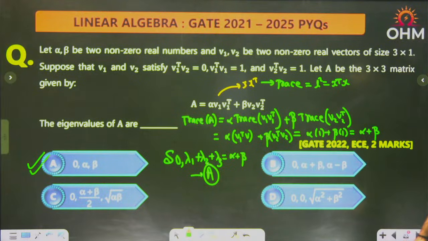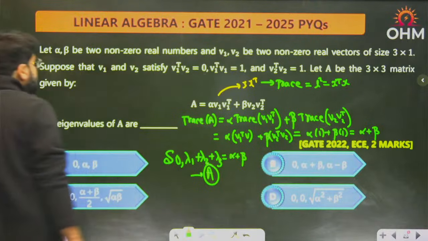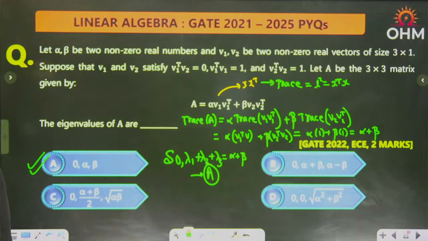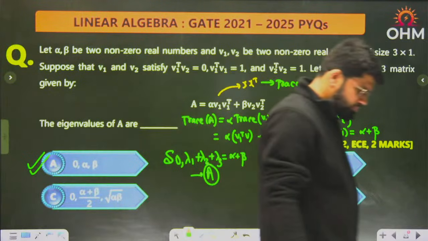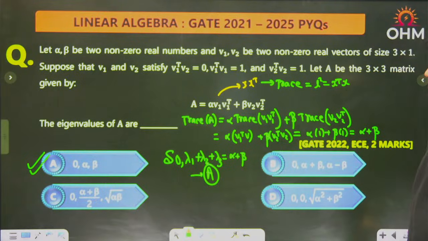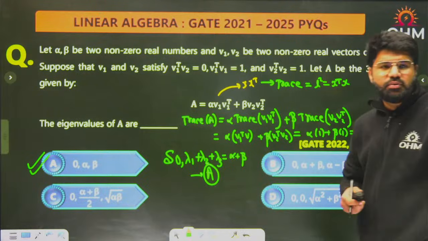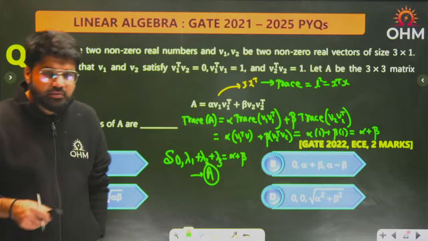Okay, no need to form the entire matrix, because that's actually going to be time taking, not required. That's it. So option number A, 0 and alpha plus beta, because the sum of eigenvalues has to be the trace, and the trace I have calculated as alpha plus beta.